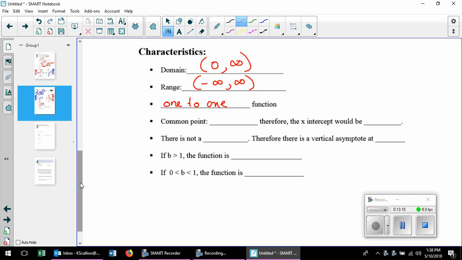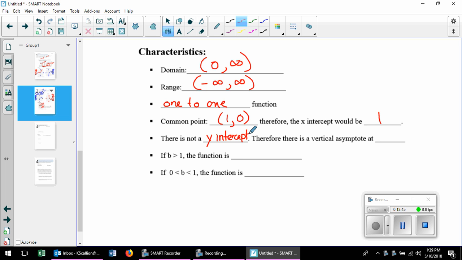So, okay, what's the common point? We talked about that. 1, 0. So the x-intercept would be at 1. What don't we have? There's not a y. What don't we have? Y-intercept. Don't you love fill in the blanks? Like there's not a lot of clues in that statement.